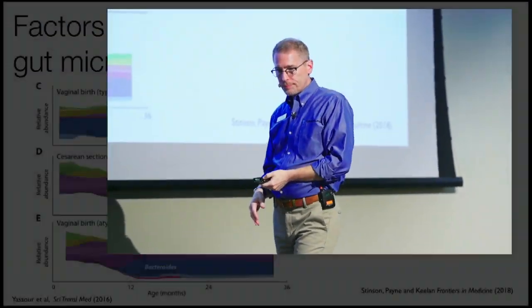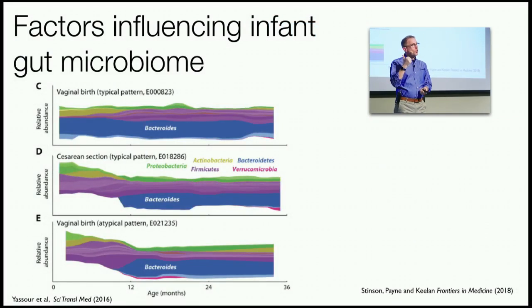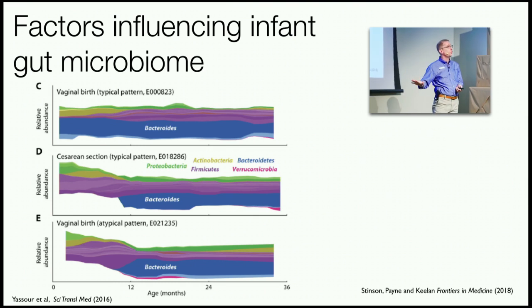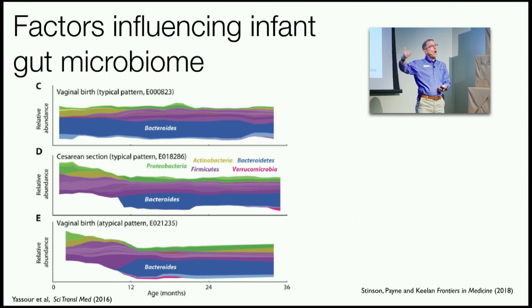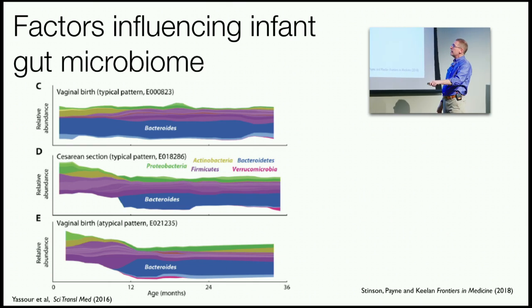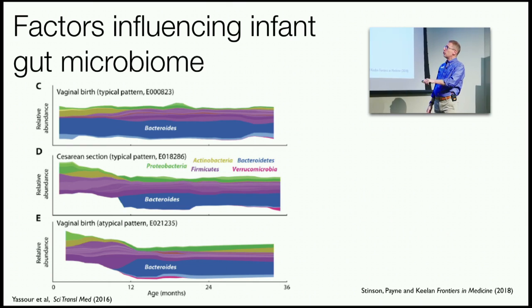So this is an image, an illustration, looking at the different bacterial strains that are present in 3 different infants. Each one of these graphs is a different infant. The top one was born vaginally, the second one was born by C-section, and the third one was born vaginally. We'll come back to the third one in just a second. Across the x-axis, moving from left to right, is different months of age. So these infants were followed from birth all the way through almost 3 months of age.